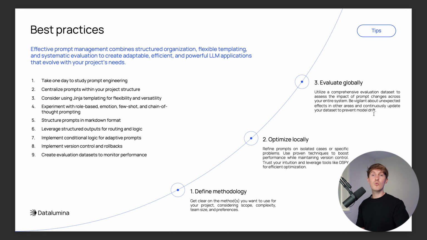So you really should be aware of unexpected effects in other areas. If you tweak something here, it might go down over here. And this is also why you want to continuously update your data set to prevent model drift. This is something that is common practice within the machine learning world, but for LLMs and prompts, it's the same. So make sure to do that as well. So that's an overall summary, some tips, and then define methodology, optimize locally, and evaluate globally. All right, and then that's it for this one.